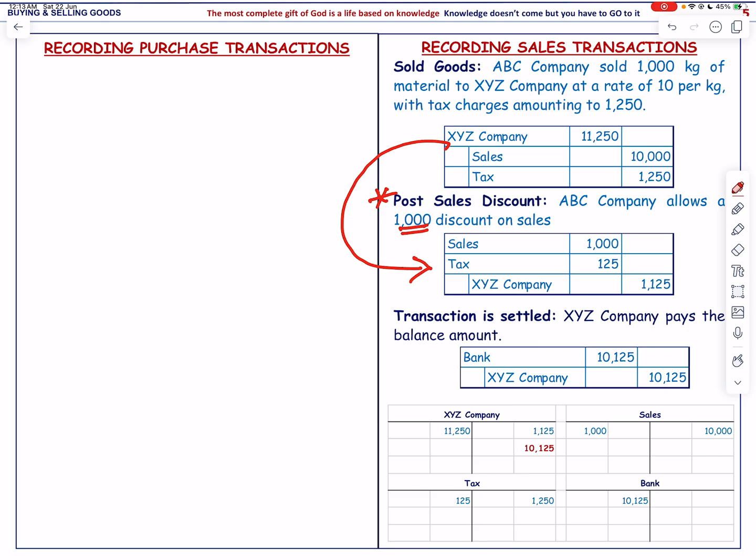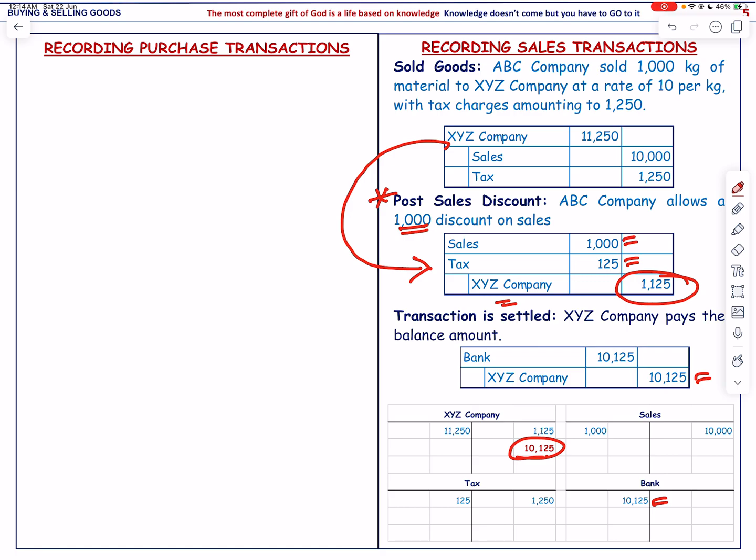So you can see that when there is a sales discount of 1000, we have to reduce our sales by 1000. The tax burden is going to be debit by 125, and XYZ company is going to be credited by 1125. Then they are going to settle the amount, and that's how you can see that this is the balance that is to be paid by XYZ company. So XYZ company is credited by 10,125, and our bank balance once again increases by 10,125.